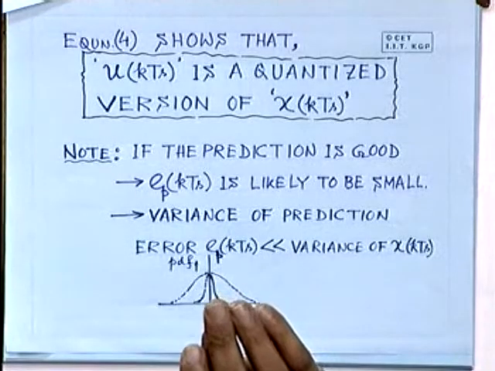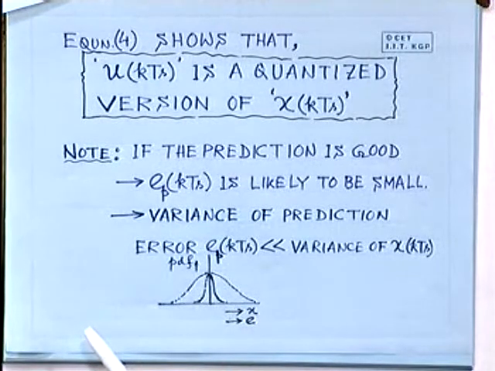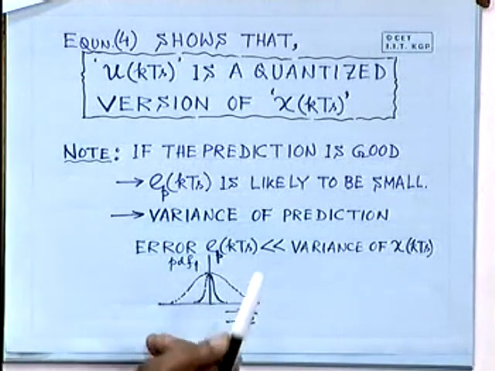So I am saying if the prediction is good, then we can hope to make this e_p(kTs) very small, and hence its variance, because e_p(kTs) again is some random discrete variable. Can you expect that the variance of this e_p(kTs) is going to be much smaller compared to the variance of the input signal x(kTs)? Because variance fundamentally gives me a span of how far they are spread from the mean value, is it not? And I assume that the input samples have zero mean, which is the case for speech signal, without any DC.